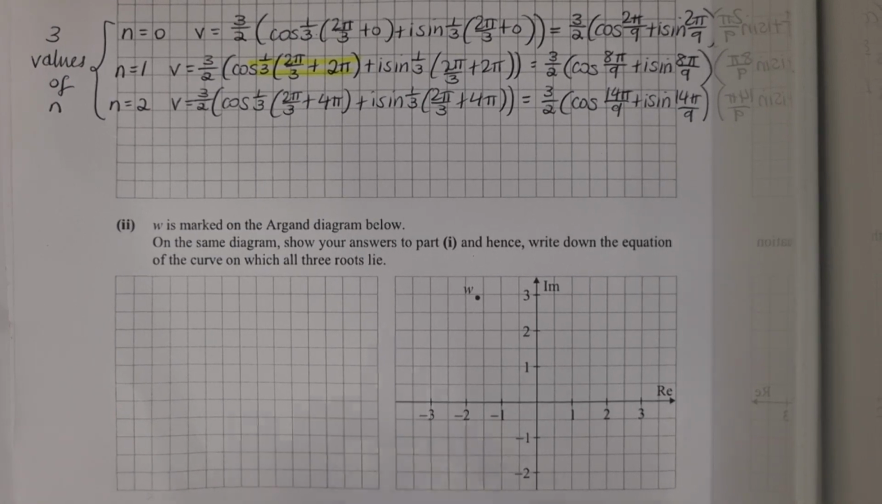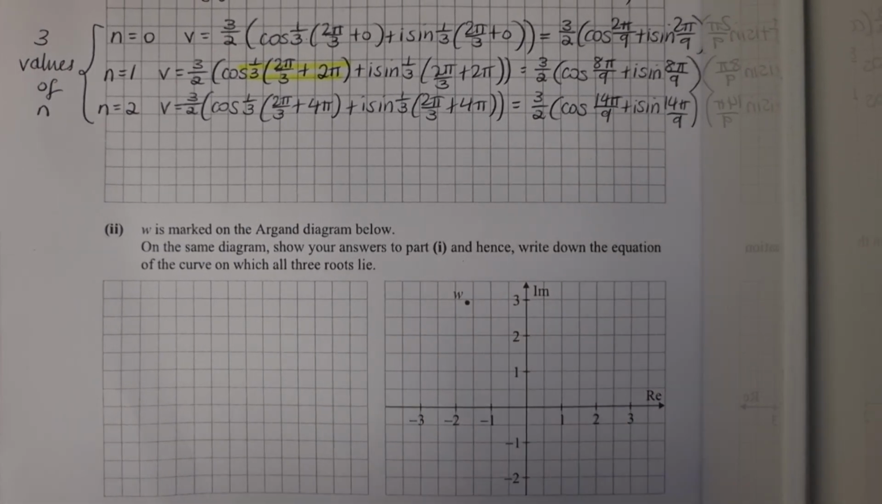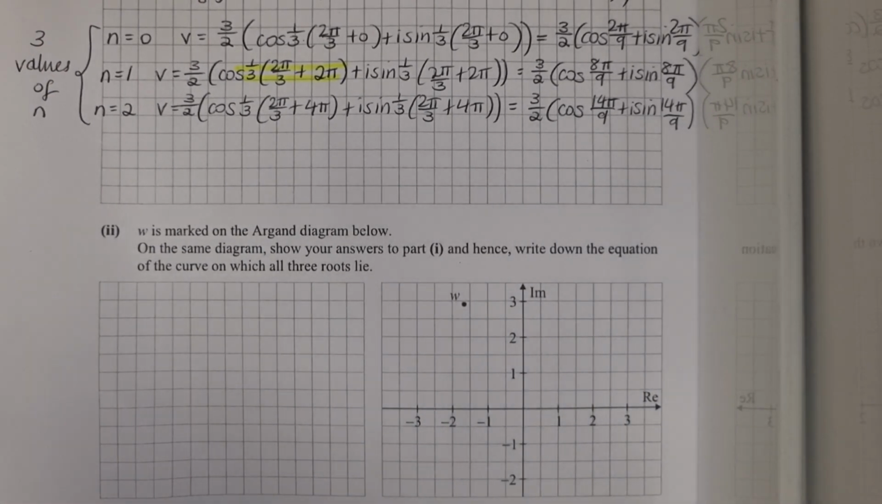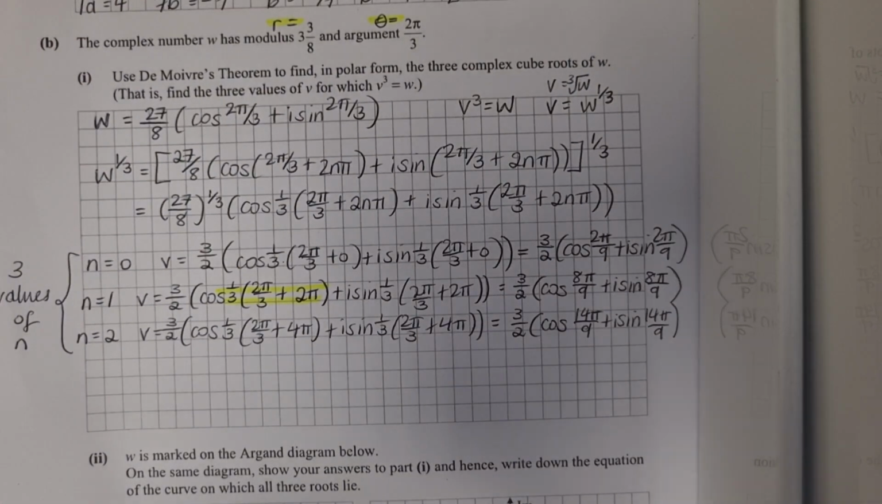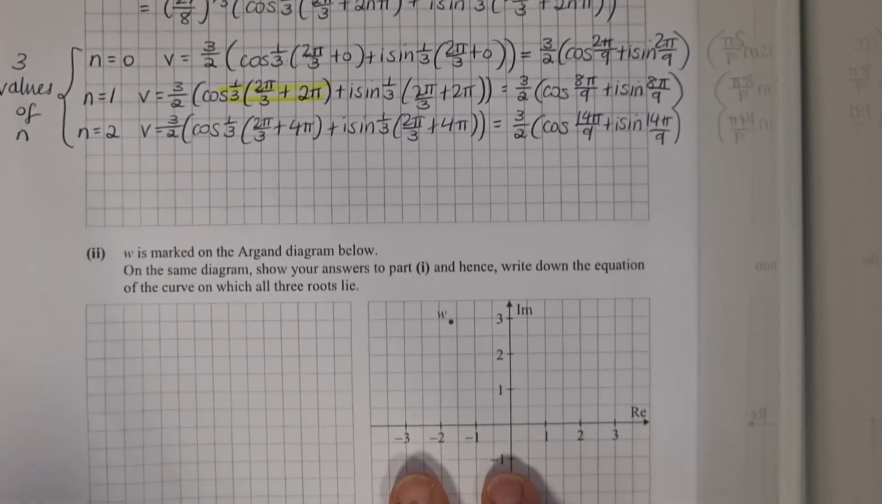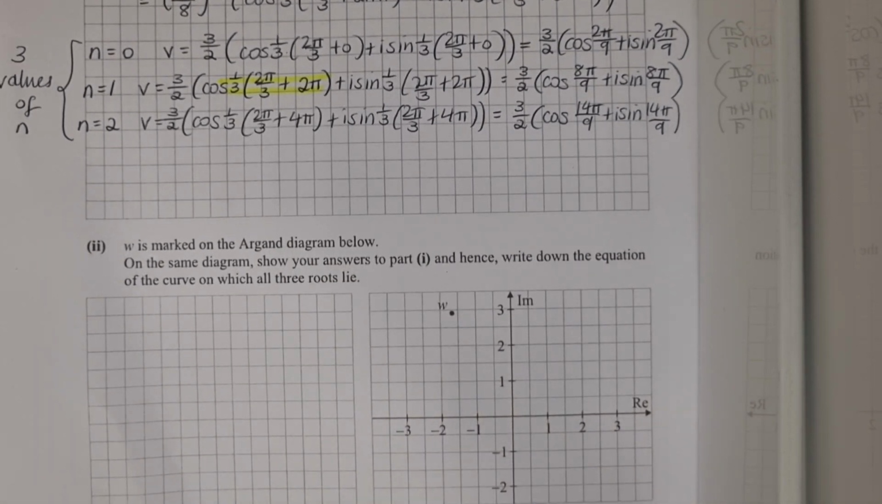And the last part of the question then, they are giving an Argand diagram. W is marked in. That's the W that we started off with at the very beginning, back up here, 27 over 8, polar form complex number. And they want us to show our solutions to part 1 and write down the equation of the curve on which all 3 roots lie.